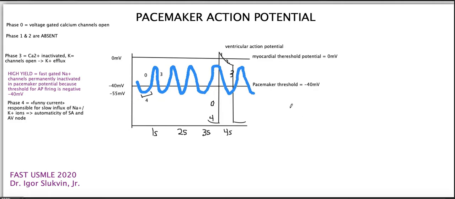Describe the pacemaker action potential, which occurs in the SA and AV nodes, and it delivers the signal to the ventricular action potential to contract the ventricle. Some important things to notice is there is no phase 1 or 2 plateau phase in the pacemaker action potential, as I've drawn the ventricular action potential here.